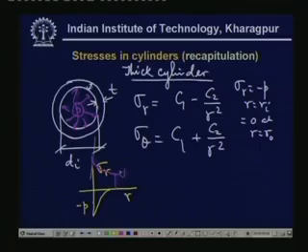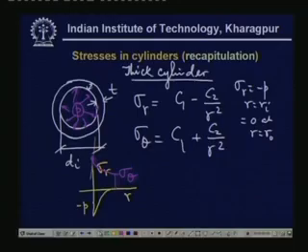So, this is the sigma theta, which again gets a maximum value at the inner radius when it is subjected to internal pressure, and the minimum at the outer radius. The maximum compressive stress in the radial direction is at the inner radius and 0 at the outer radius. So, these are roughly the stress distributions. Now, this is for the plane stress as well as plane strain problem.